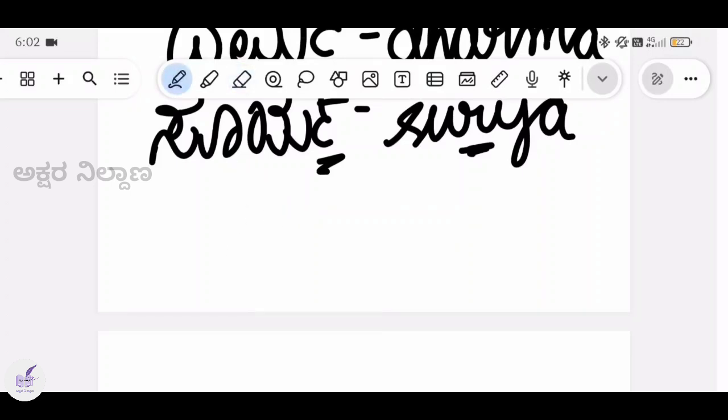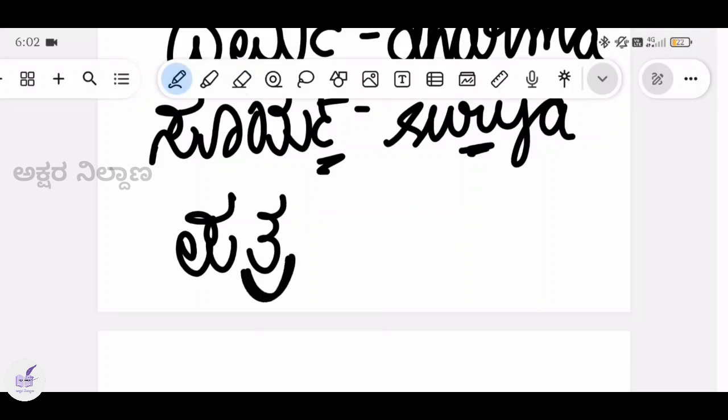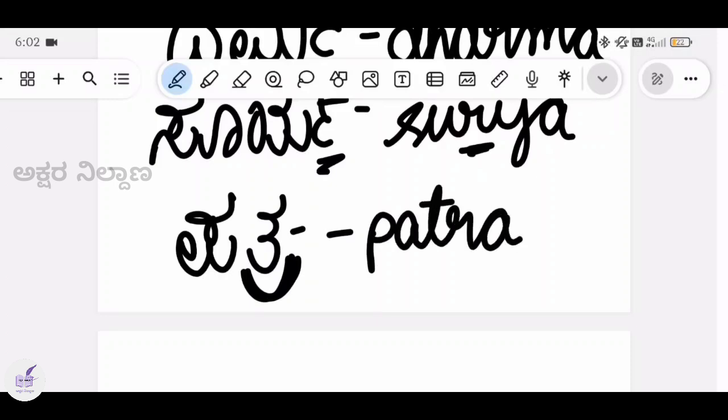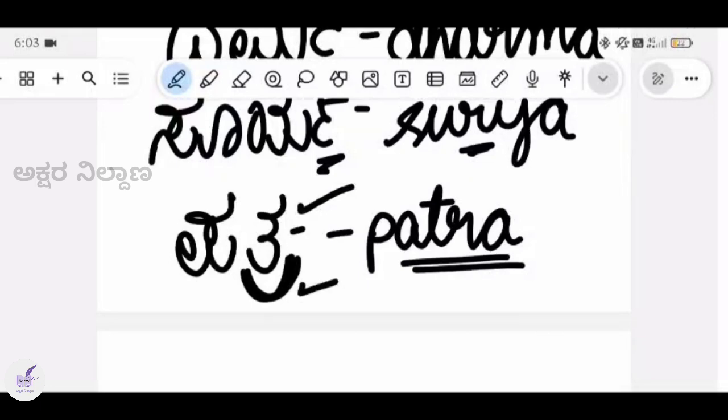Let's take another example. This is Patra. This is also Ravatu, right? Patra. Ta is given the first priority. Patra means letter. See, in Patra, Ra is given the least priority. Least priority means it's at last. Tha is there, then comes Ra. So Tha is the main consonant there and Ra is the Vattu.